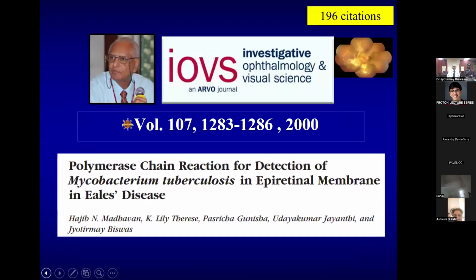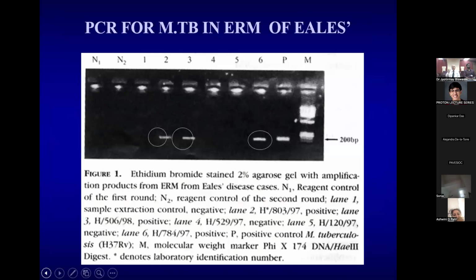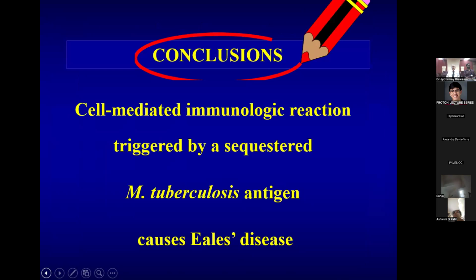We also looked into the epiretinal membrane with polymerase chain reaction for Mycobacterium tuberculosis DNA, and we found that 47% of the epiretinal membranes contained the Mycobacterium tuberculosis genome. This difference compared with the controls was statistically significant. This is the agarose gel electrophoretogram showing the bands of Mycobacterium tuberculosis DNA positive epiretinal membrane. So we concluded that a cell-mediated immunological reaction triggered by sequestered Mycobacterium tuberculosis antigen causes Eales disease.